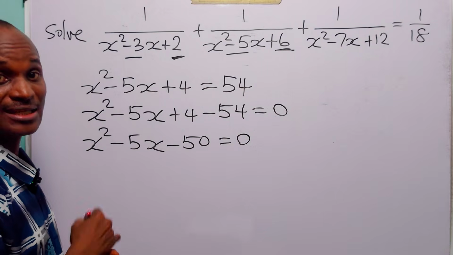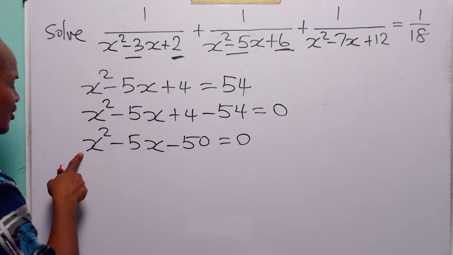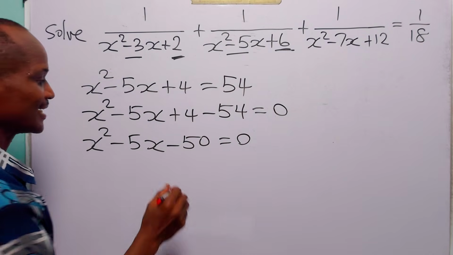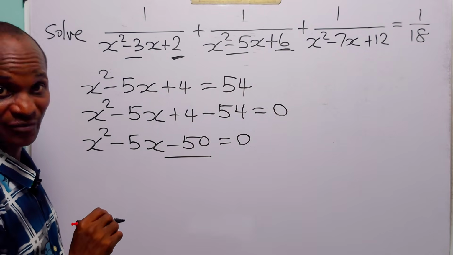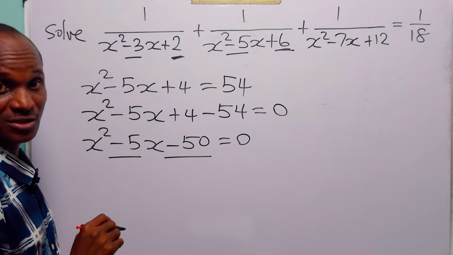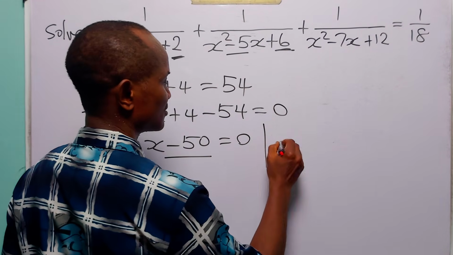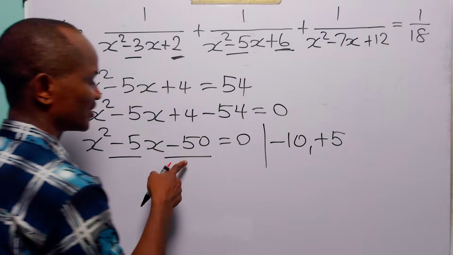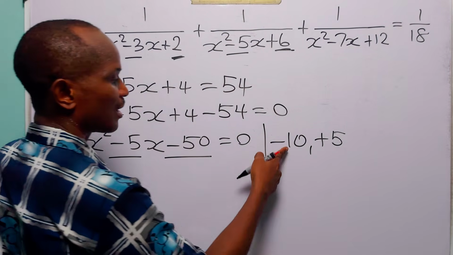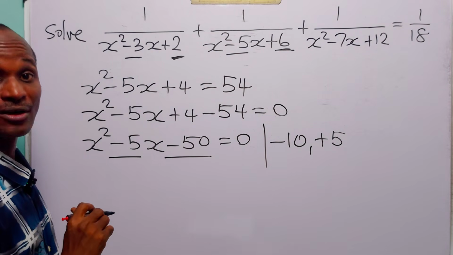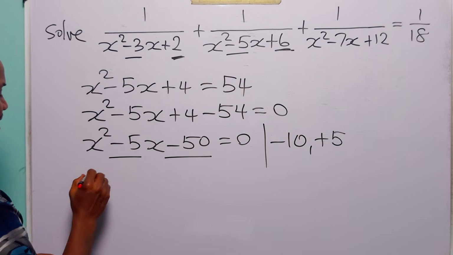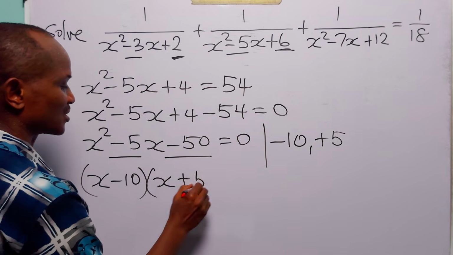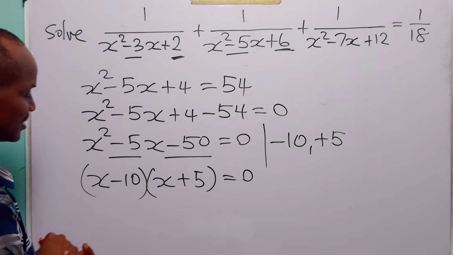Now, we can solve this quadratic equation by factorization. Once more, since the coefficient of x squared is 1, all we need to do to factorize the left-hand side is to find the factors of minus 50 that add up to minus 5. And of course, you know that these are going to be minus 10 and plus 5. Because minus 10 times plus 5 is going to give us minus 50, while minus 10 plus 5 is going to give us minus 5. So we can factorize this as (x - 10) multiplied by (x + 5), and this is equal to 0.